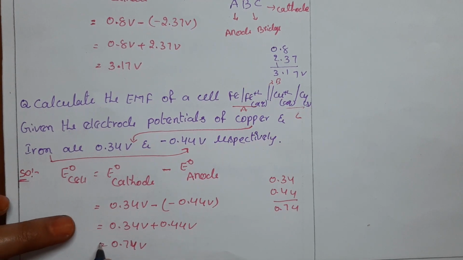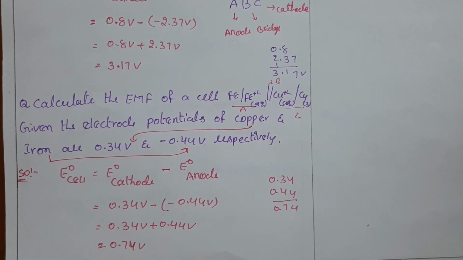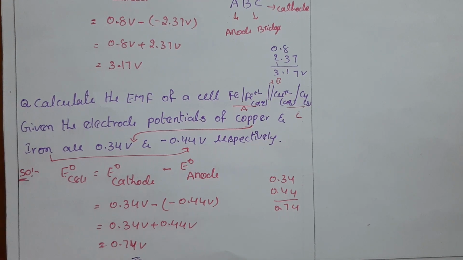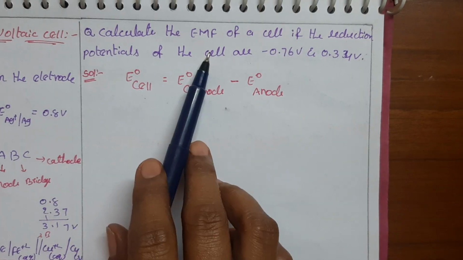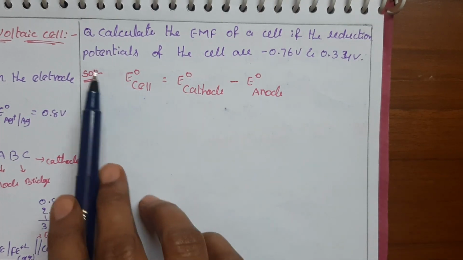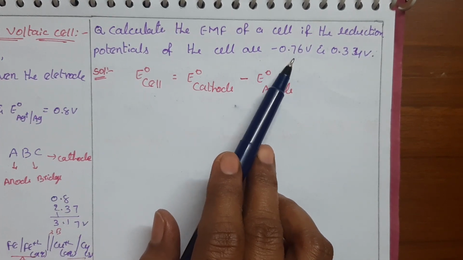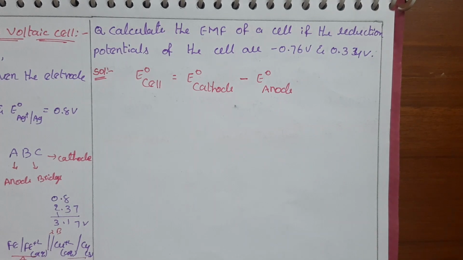0.74 volts. Now the answer is 0.74 volts. Now let's see one more question. Calculate the EMF of a cell if the reduction potentials of the cell are minus 0.76 volts and 0.34 volts.